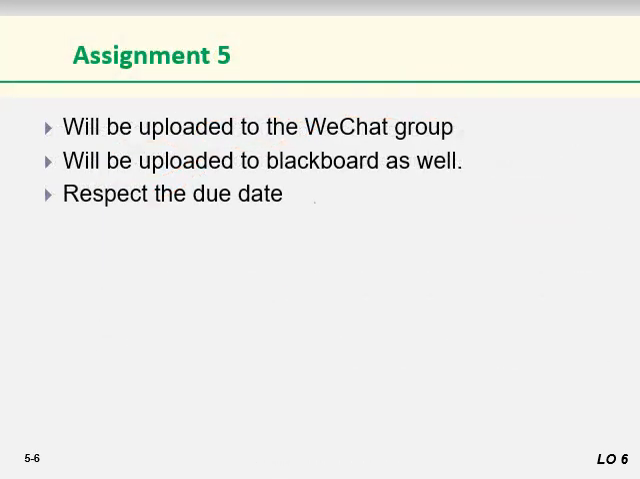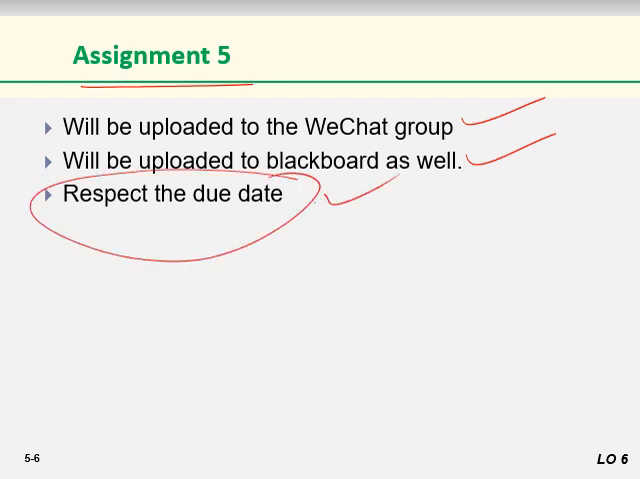Here we go, we have successfully answered all our learning objective statements. I will be uploading our assignment 5 on our WeChat group and also on Blackboard. Please respect the due date and follow the instructions.